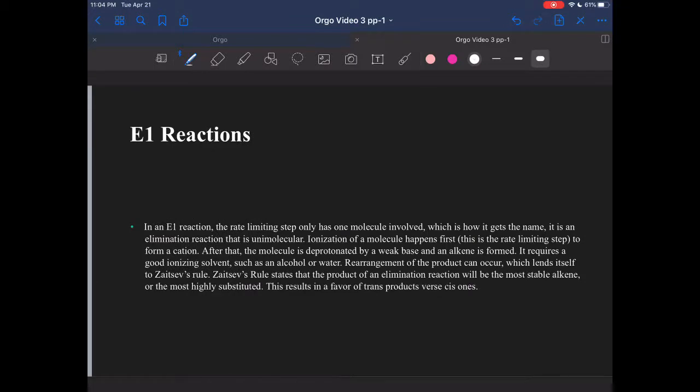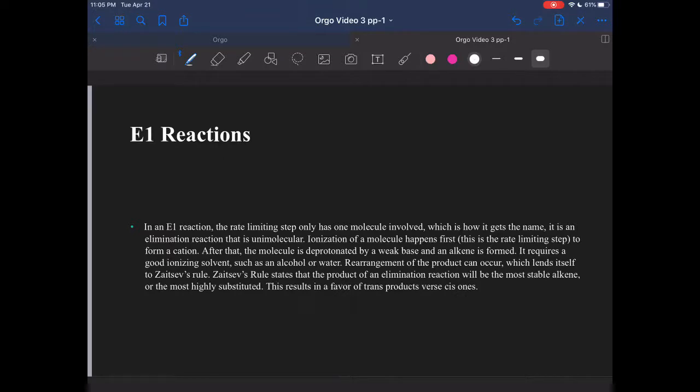In E1 reactions, the rate-limiting step only has one molecule involved, which is how it gets its name. It's an elimination reaction, so E, and it's unimolecular, so 1. Ionization of a molecule happens first, which is our rate-limiting step, to form a cation. After that, the molecule is deprotonated by a weak base and an alkene is formed. It requires a good ionizing solvent, such as an alcohol or water, and rearrangement of the product can occur, which lends itself to Zaitsev's rule.